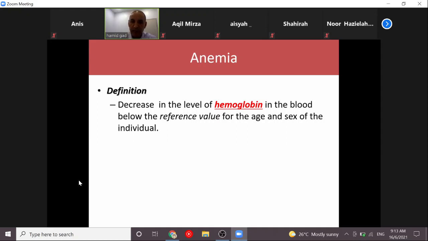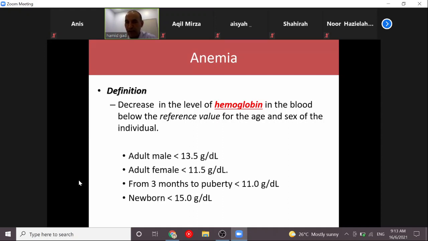Because females have lower hemoglobin levels than males, it's not the same, and that's why we have different results. For an adult male, if the hemoglobin is lower than 13.5 grams per deciliter, this is anemia. For an adult female, 11.5. So the normal figures you should know: adult male is 13.5 to 16.5, up to 17. For female, from 11.5 to 15.5.